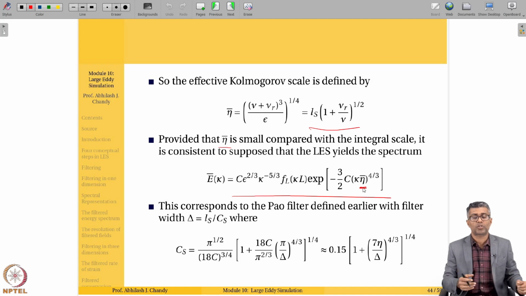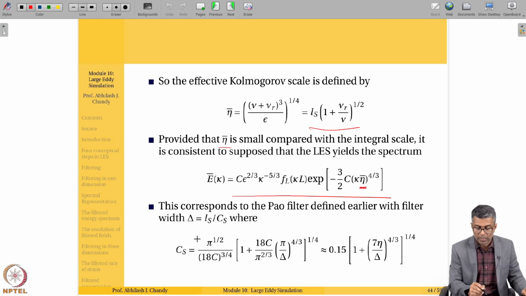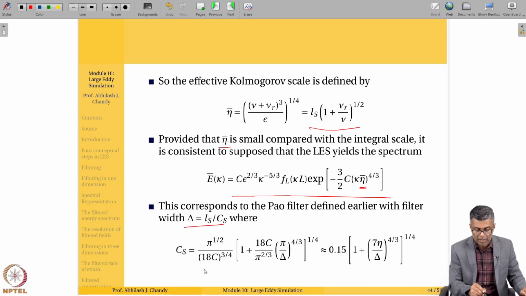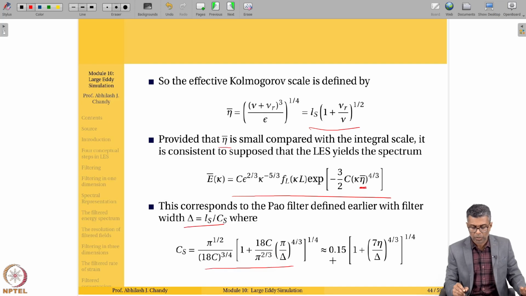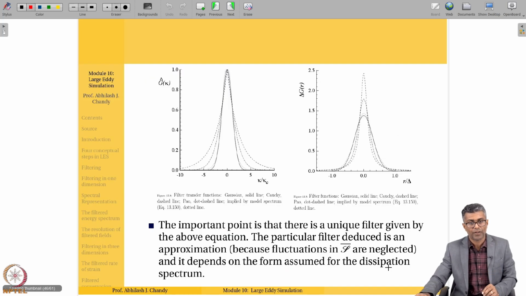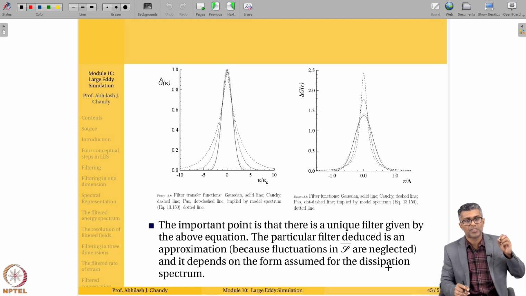So this corresponds to the power filter defined earlier with the filter width of delta equals LS over CS. So CS is this expression here, which is approximately equal to 0.15 after substituting the value of C, pi and all that, times 1 plus 7 eta over delta to the 4/3, the whole thing to the 1/4. So now your CS value is slightly different, right?